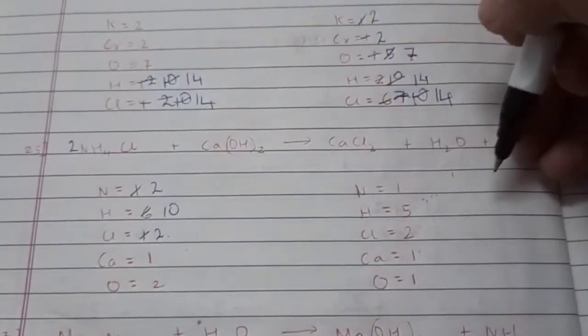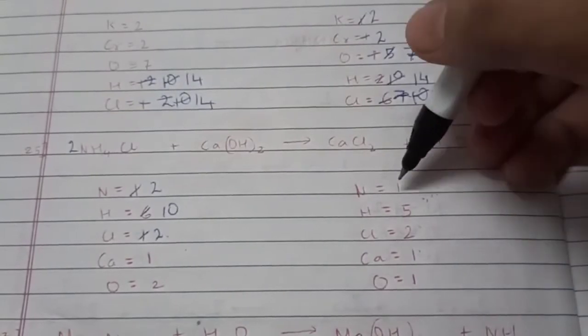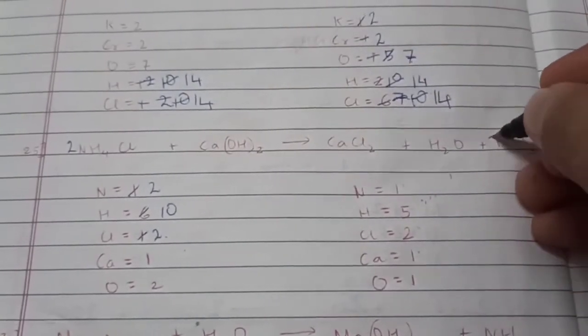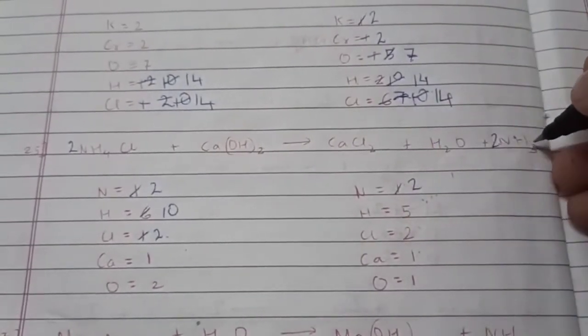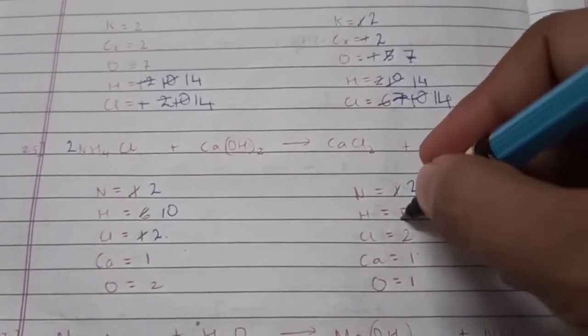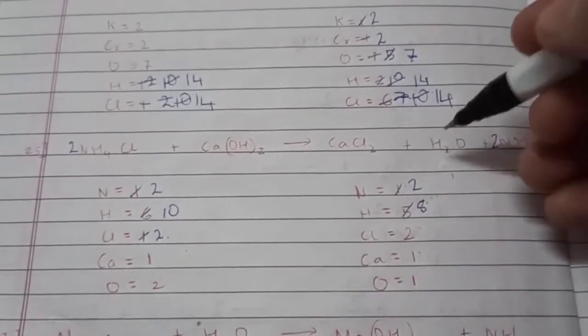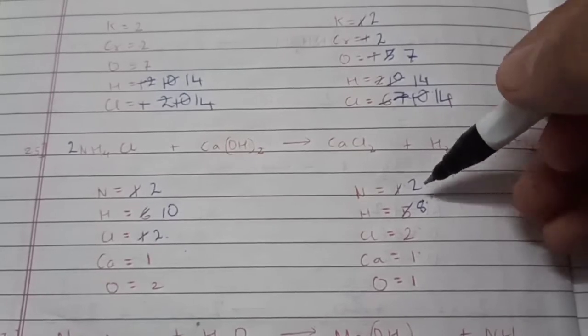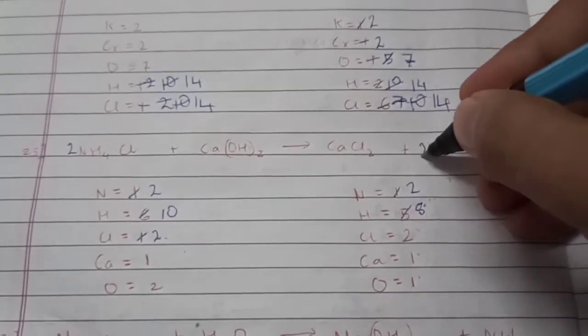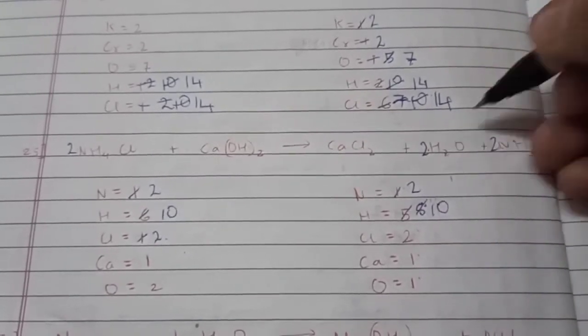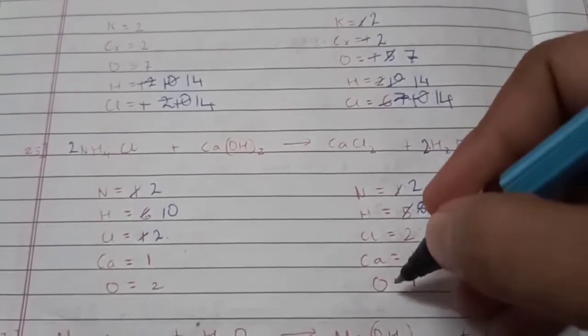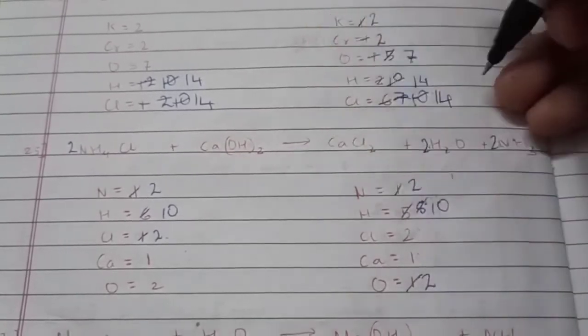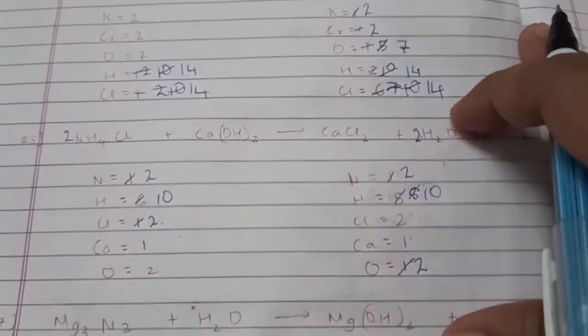Calcium is 1 and 1. Now let's increase nitrogen first. So I'll have to put a 2 out here. And hydrogen changes. 3 into 2, 6 plus 2, 8. So now the only things left to increase are hydrogen and oxygen. So put a 2 out here. That makes hydrogen 10. 2 into 2, 4 plus 6, 10. And that makes oxygen balanced as well. So that's the final answer. Come on, write it in the end.